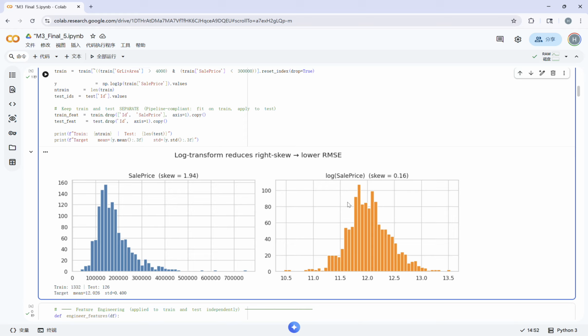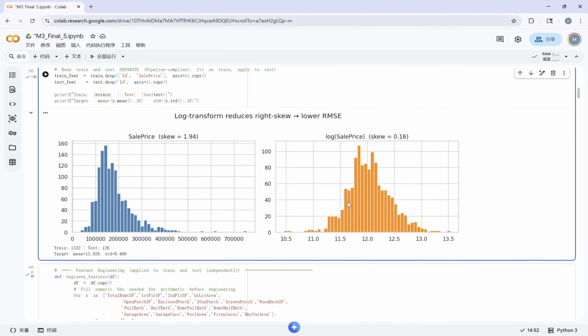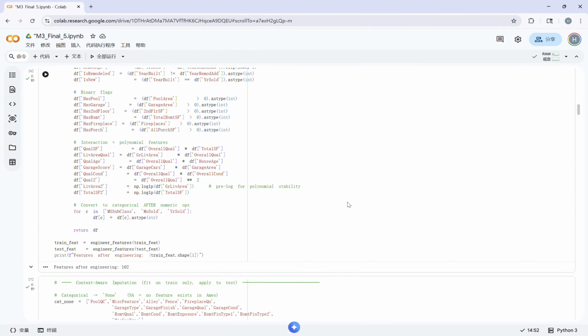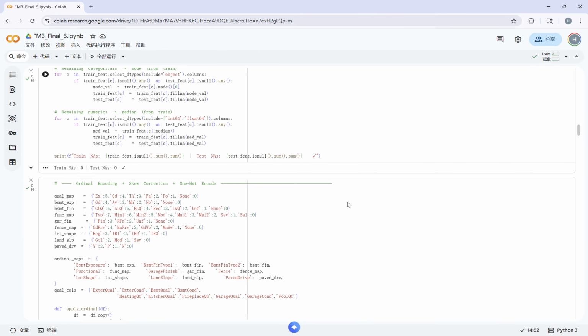Before modeling, we built a structured set of engineered features because housing value is rarely driven by a single linear factor. Many effects come from combinations. We focus on several feature groups. First, size-related features, combining basement and above-ground living area into more complete space measures, such as total square feet.